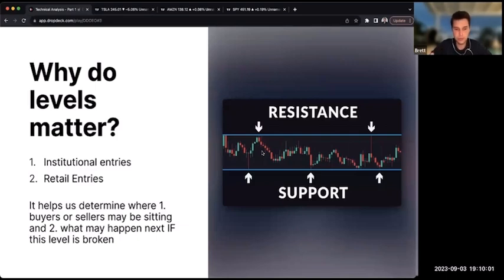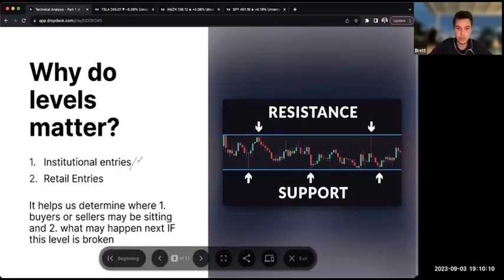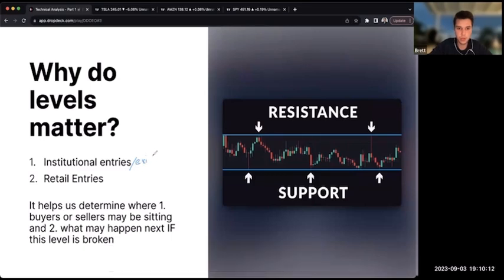Well, levels matter because of two things: institutional entries and retail entries and exits, right? There should be exits as well, right? Institutional exits and retail exits. They're just looking for levels where they are exiting and where they are entering. Because when a stock bounces between a low and goes to a high, and bounces between a low and goes to a high, it becomes very clear that people are buying here and they're taking profit here, selling here. They're buying here and they're taking profit over here.